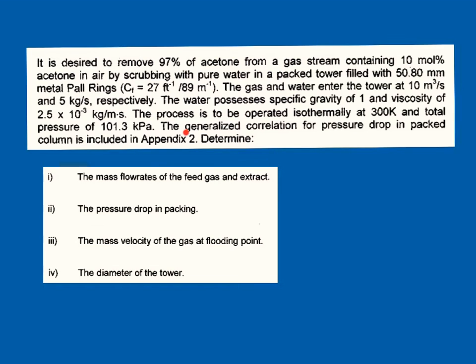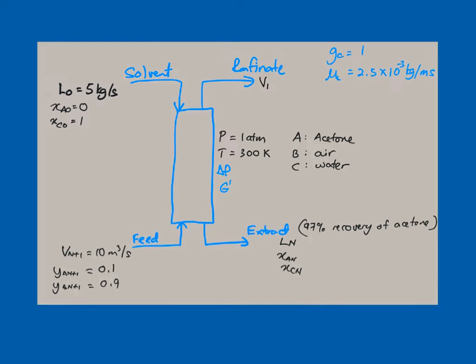In this question, we are supposed to solve the mass flow rates of the feed gas and the flow rates of extract, the pressure drops in the packing, the mass velocity of the gas at flooding point, and the diameter of the tower. This is a schematic diagram for the given question.